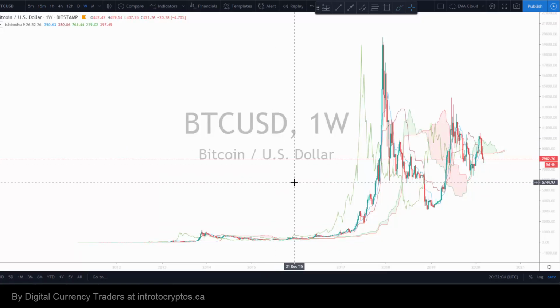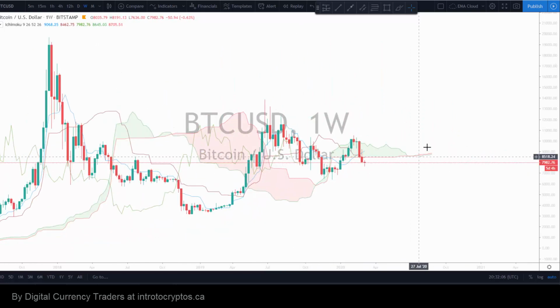Now let's jump into the Ichimoku Cloud. We can see that the cloud is slowly trending a little ways upward.